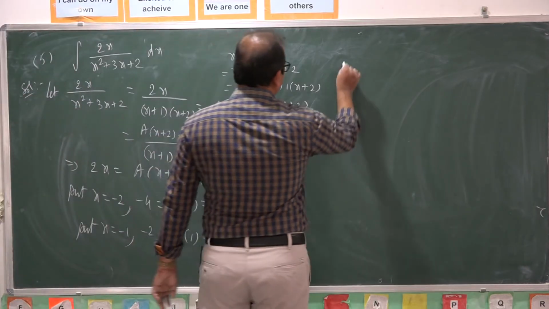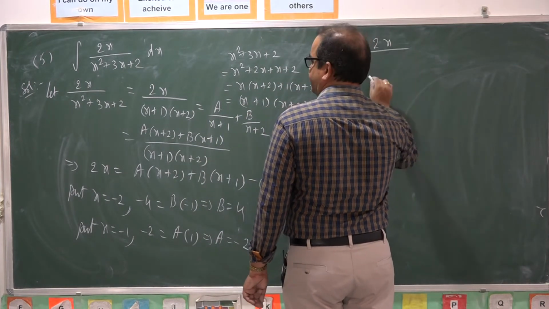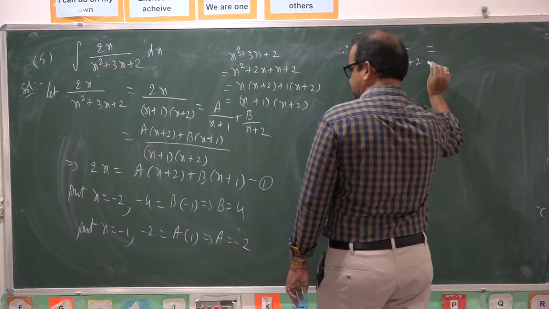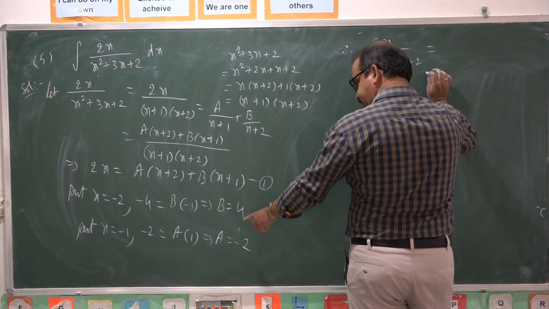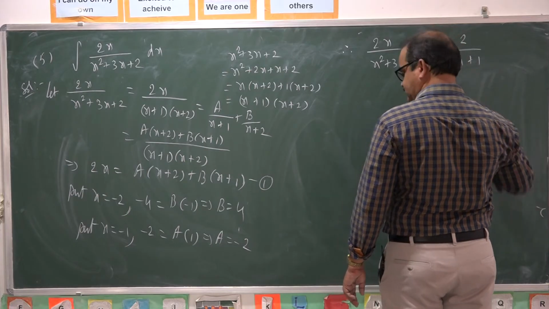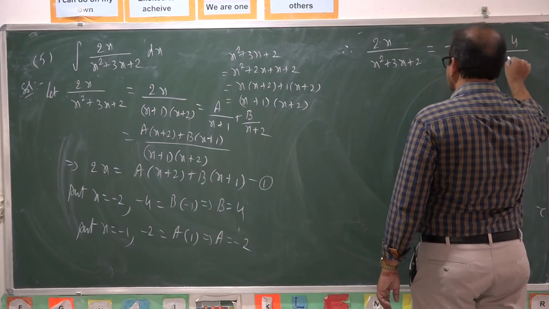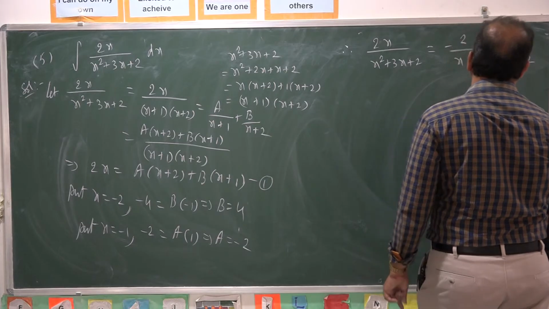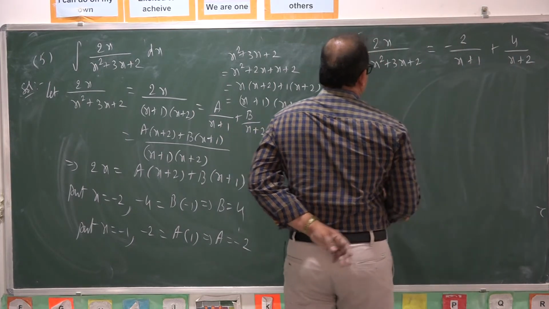Therefore, 2x by x square plus 3x plus 2 is equal to a by x plus 1. What is a? A is minus 2. Minus 2 by x plus 1. B, 4 by x plus 2. These are the partial fractions.